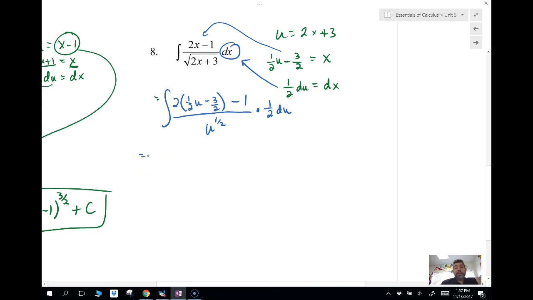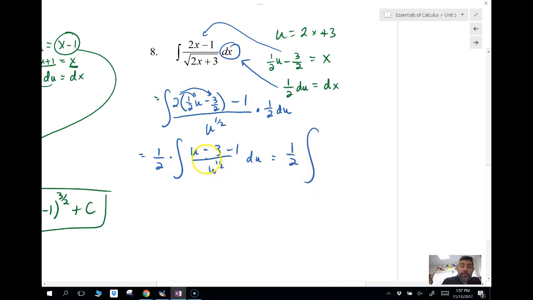All right, so now I got to do some simplifying in order to do this. So I'm going to put the 1/2 out in the front there. And I'm going to multiply this in here, and I'm going to get u minus 3 minus 1 over u to the 1/2 du.